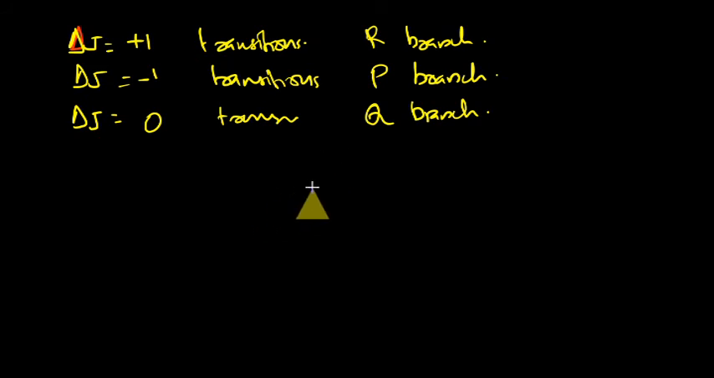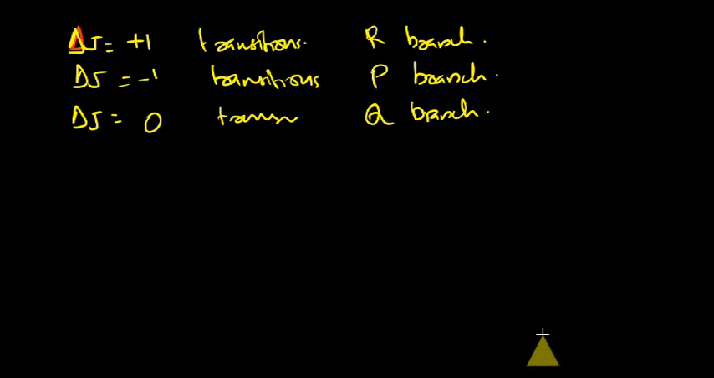Here, some students may be confused about this delta J is equal to minus 1 transition. A few students get confused that this is a de-excitation process. Actually, it is not. All these are excitation processes. During all these types of transitions, the molecule is getting excited from the ground electronic state to the higher electronic state. I will show you a few examples of delta J is equal to plus 1, delta J is equal to minus 1 and delta J is equal to 0 transitions.